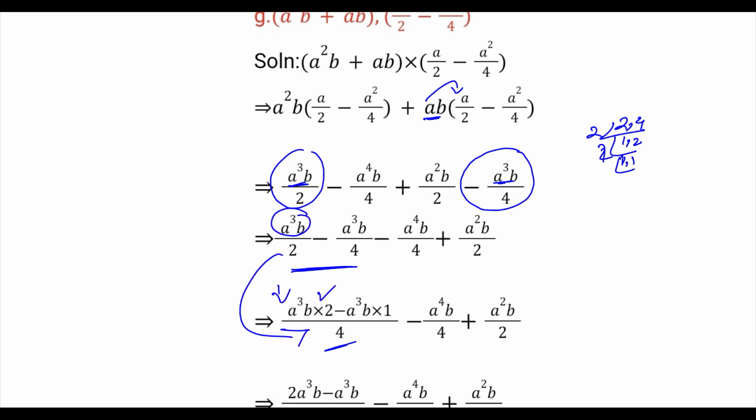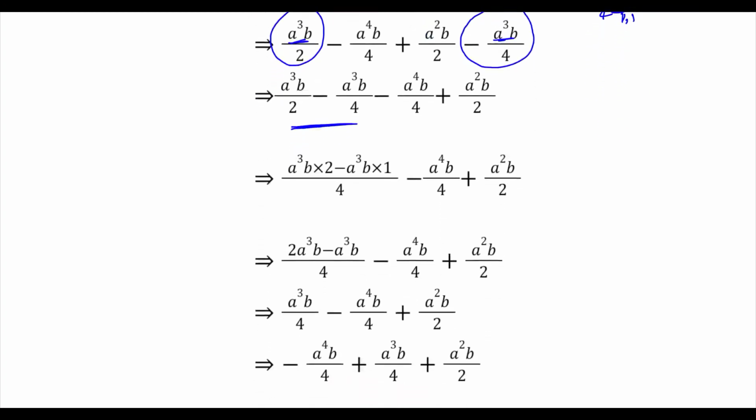2 2s are 4. Next we have minus a cube b, so I've written it, and 4, how many times are 4? 4 ones are 4. All right, and the remaining just write it down as is, because they are not like terms. Then a cube b into 4 will simply be 2 times a cube b.